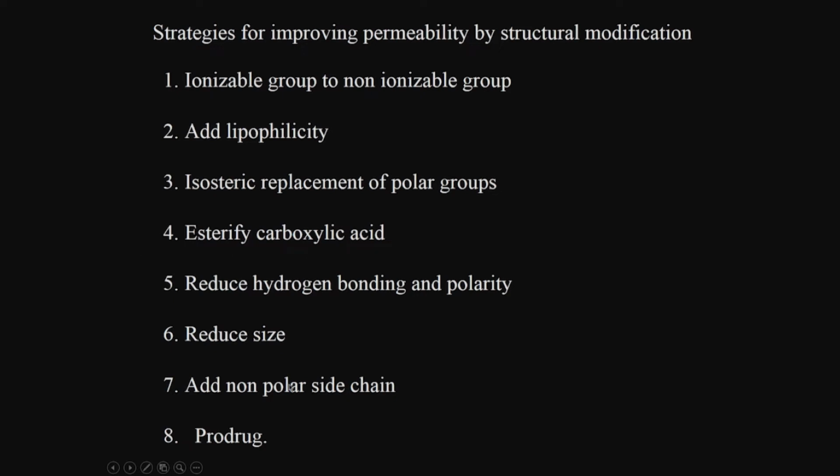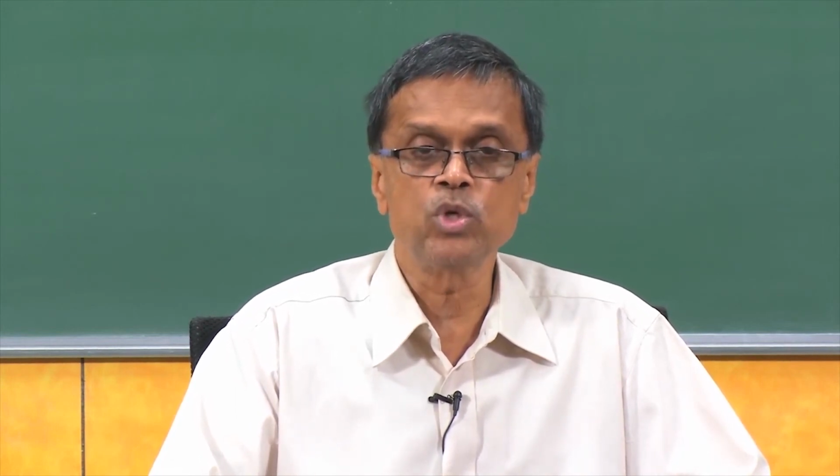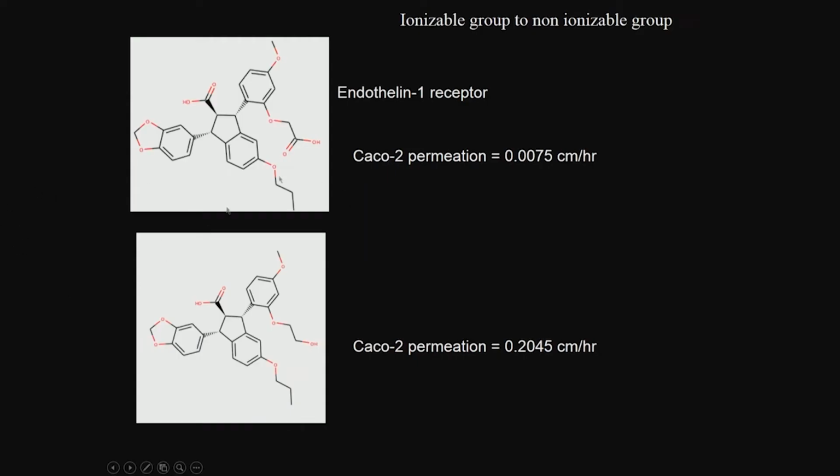Add a non-polar side chain, or make a prodrug. That means it is a complex, it is not a drug, which means it does not have any activity. When it goes inside the body, it gets cleaved and the drug gets released, which may start acting as a real drug. That is called a prodrug. So, all these effects, let us look at some examples. We have an ionizable group, as you can see there is an ionizable group, and we are trying to convert that ionizable group.